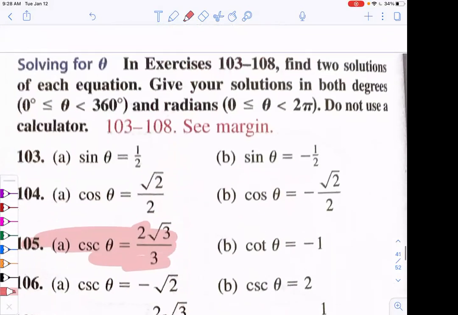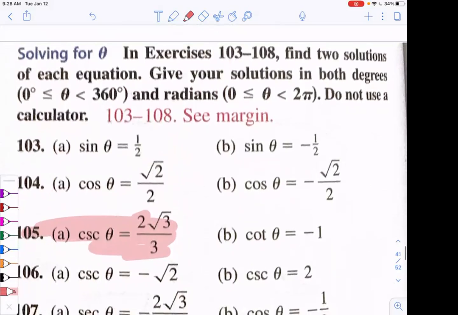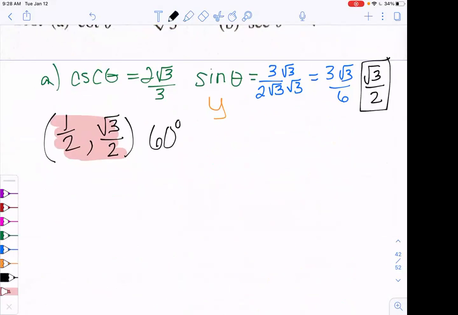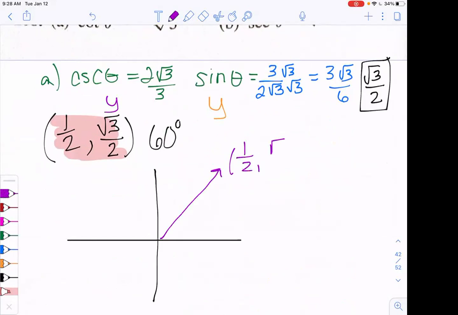The directions here say give your solutions in degrees and in radians. Find two solutions for each equation. So thinking about the problem we just did, sine is y. Y is positive in the first quadrant. So my 1/2, root 3 over 2, 60 degrees, or if I wanted to write it as a radian, pi over 3.